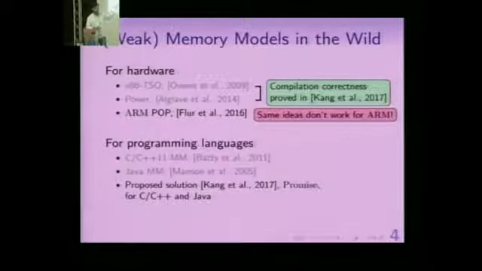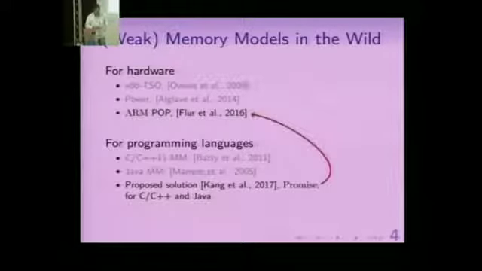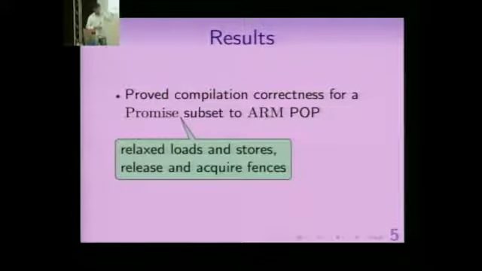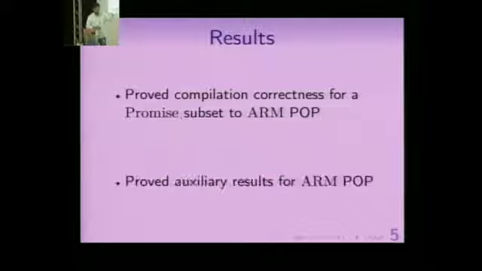And unfortunately, the same technique used for x86 and Power is not applicable for ARM, as ARM shows very weak behaviors. So the goal of the current work is to prove correctness of compilation from the promising semantics to ARM POP. The result of our work is a proof of compilation correctness for a subset of promising semantics. The subset comprises relaxed loads and stores and release and acquire fences. Also, we proved a number of auxiliary results about the ARM model itself, which we believe might be reused in other proofs about the model and in connecting it to other memory models.